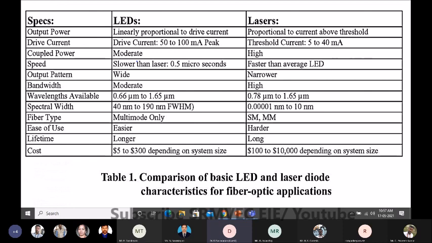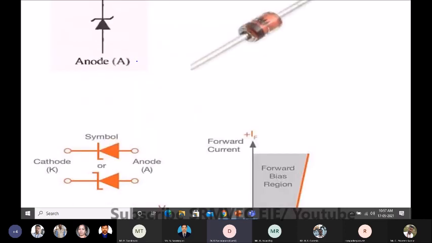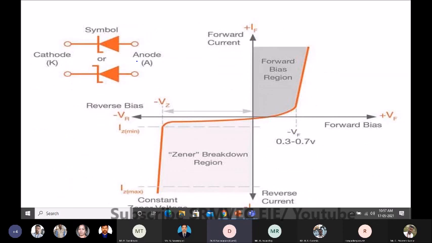Right, we move to the next topic, the Zener diode. It is a special type of diode where the doping allows the reverse bias to break down at a particular breakdown voltage. That is what we call a Zener diode.